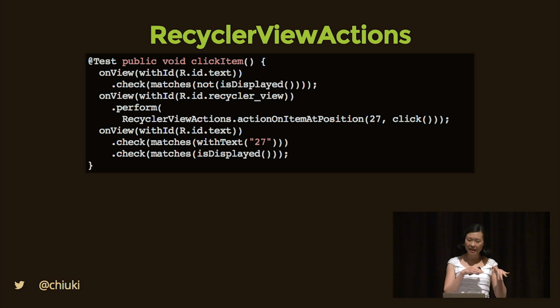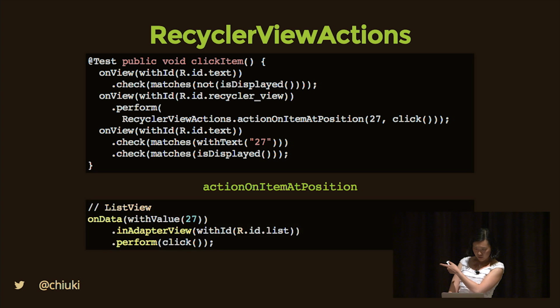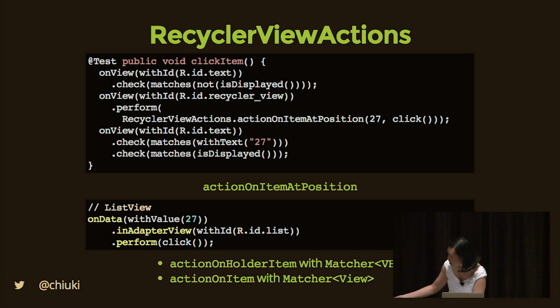Because before we're actually looking inside and looking at the item, there are other things that you can use. So instead of using the position one, no, okay, I'm one slide ahead. So anyway, this is the equivalent of the onData case when you use it in a list view. Here. I hope it's not too low.